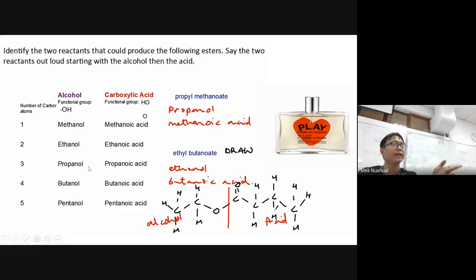All right, and then you get the idea, but you can mix and match these as well. So if I did something like propanol and ethanoic acid, what would you think I would call it? Propyl what?